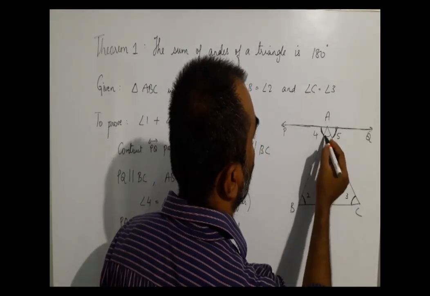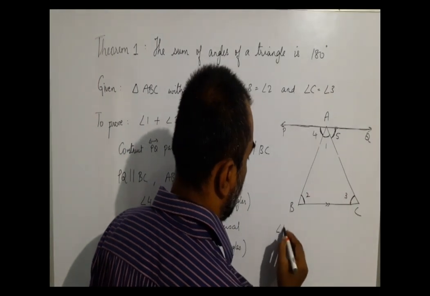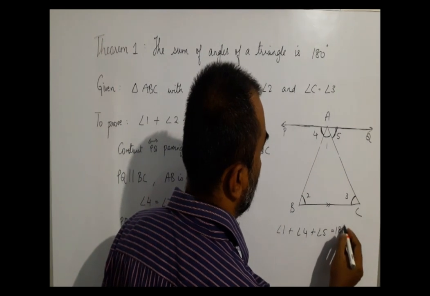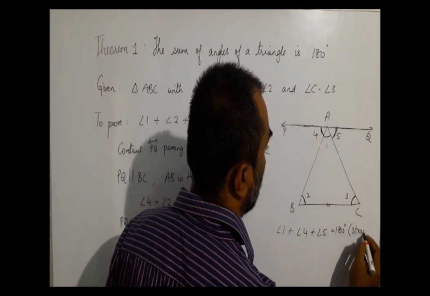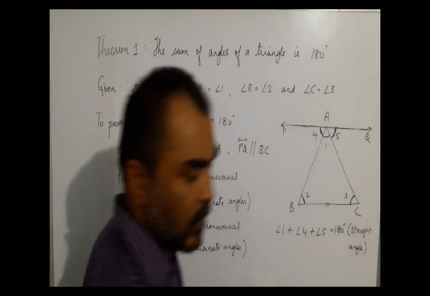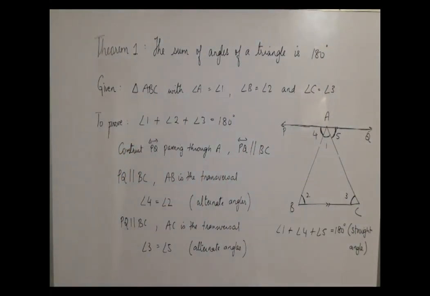So when you add angle 4, angle 1 and angle 5, angle 1 plus angle 4 plus angle 5 is equal to 180 degree, because it is a straight angle. So it makes a straight line. When the angles make a straight line, you get 180 degree.